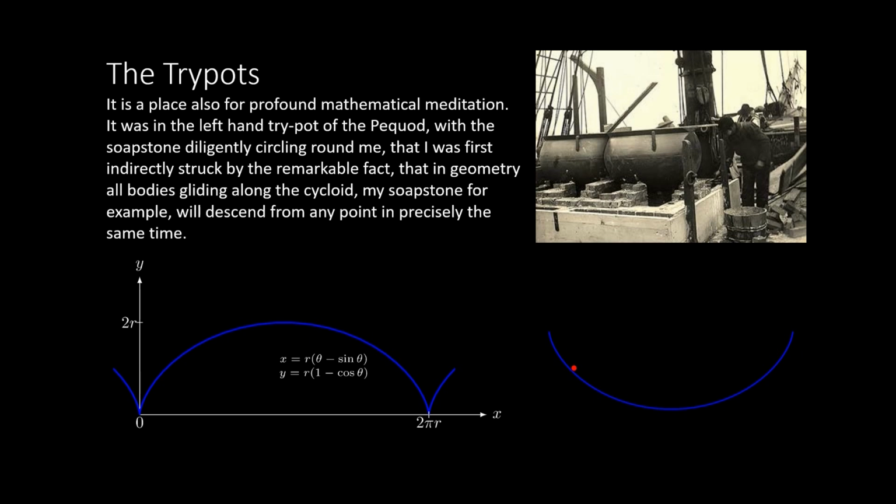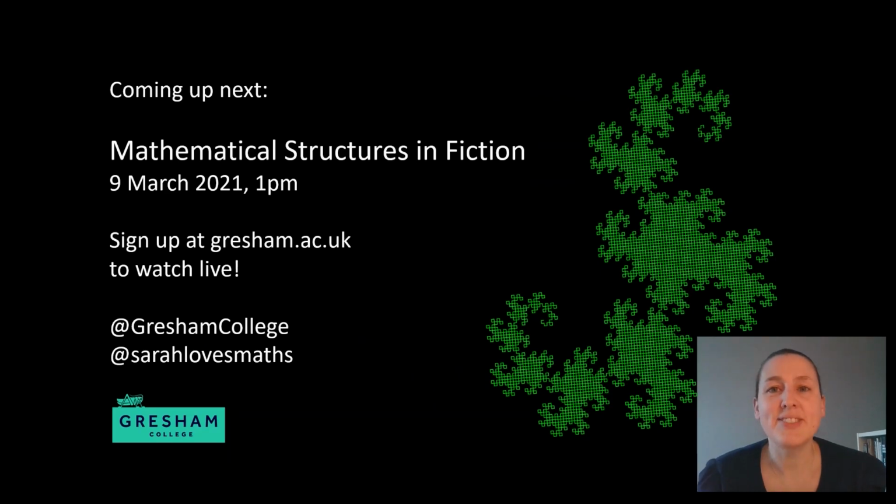So these are some of the ways in which we see mathematics in fiction and some of the ways we can take mathematical ideas and run with them. Now, there's another way that mathematical structures can appear in fiction, and that is in the structure of the fiction itself. That is the topic of my next talk in this series, Mathematical Structures in Fiction.